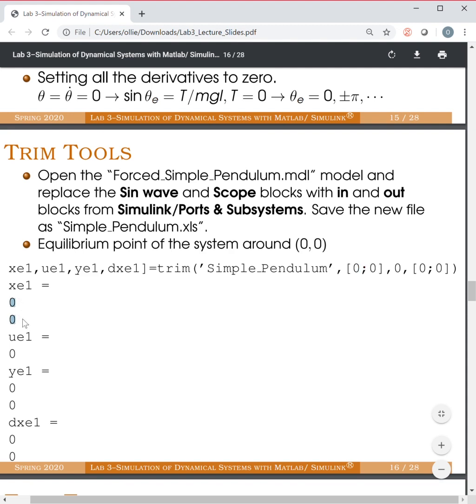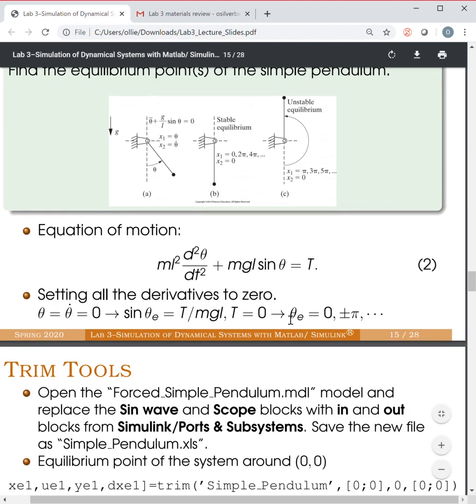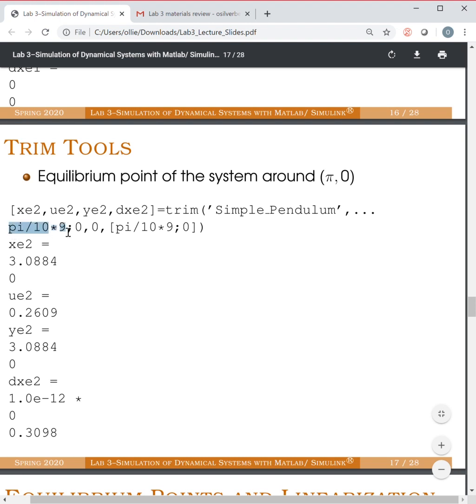So we're going to guess that an equilibrium is at theta equals 0, theta dot equals 0, and that's exactly what we get here. Here we're doing the same thing, except we're going to find the equilibrium point around theta equals pi and theta dot equals 0. We know that there's an equilibrium point here, right, because we solved it here. So we're going to guess around this point. We're going to say theta equals 9/10 pi, which is about 2.8 something, and theta dot equals 0. And we come back with about pi.